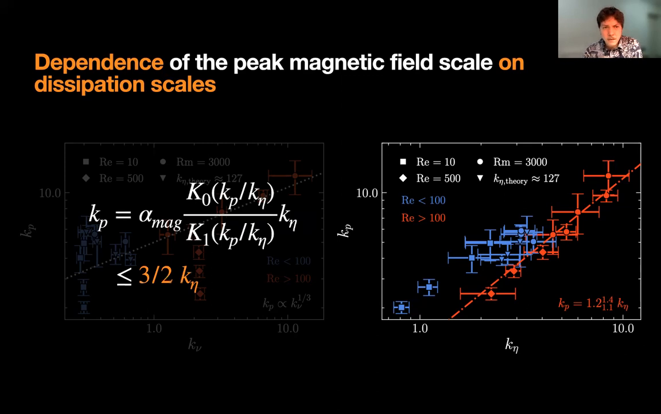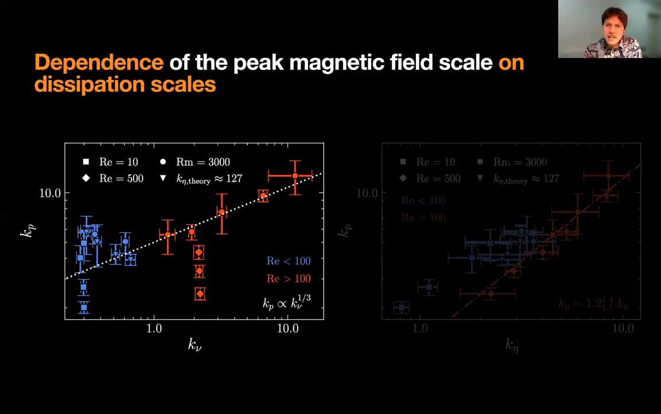And specifically, we found that the constant of proportionality that connects the peak scale with the resistive scale is bounded by the Kazantsev exponent. And over here, it's bounded because alpha mag is 3/2 for the small-scale turbulent dynamo. And then when one derives this relation, we find that this fraction is always less than 1. It's bounded between 0 and 1. So that's why we say it's bounded by the Kazantsev exponent.